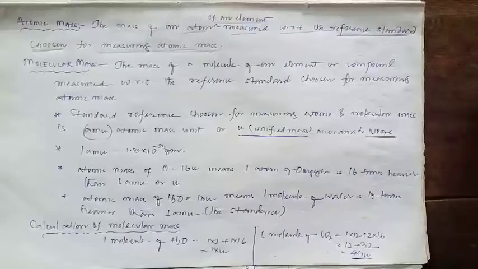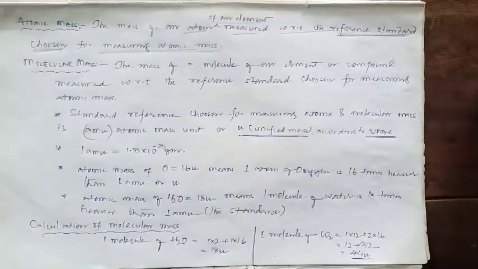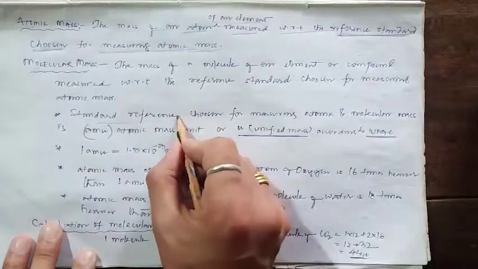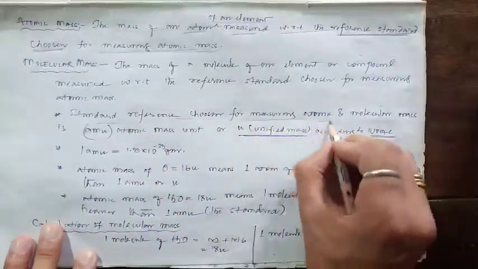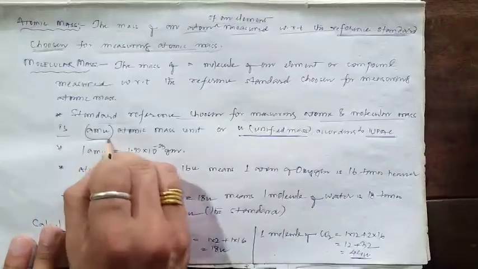It is the same in the case of molecular mass, student. Suppose you have a glass of water and you pick one molecule of water. That water molecule will have a mass. To measure this mass, we need the standard. So using a standard, if I measure the mass of a molecule of water, that mass is called the molecular mass. Now student, let's understand what that reference standard chosen for atomic or molecular mass is called. The standard reference chosen for measuring atomic and molecular mass is the AMU.